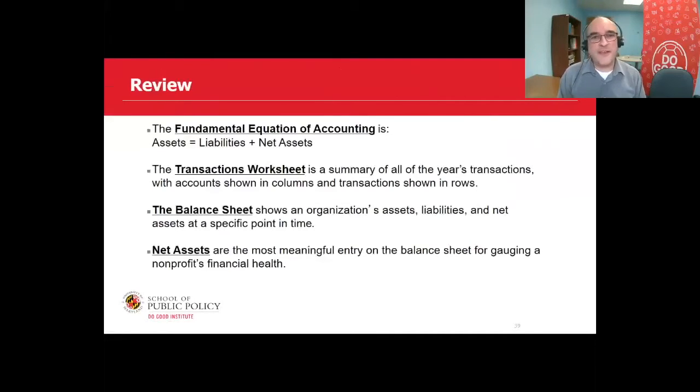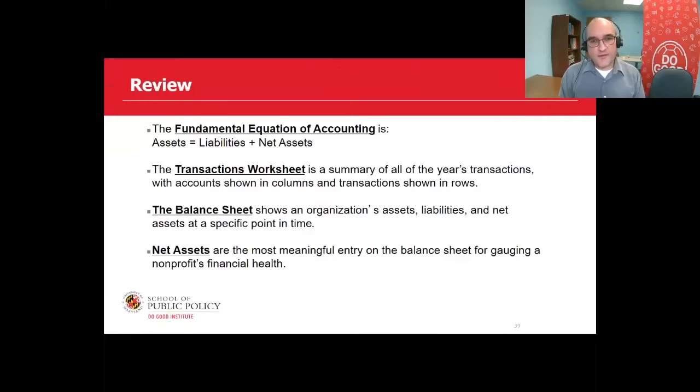So that's what I wanted to show you today. First, how accounting works, not just in the nonprofit sector, but in the accounting world, period. No matter what, with very few exceptions, if any, assets equals liabilities plus net assets on every published document and every internal document that financial people use when they're keeping track of organizational finances.